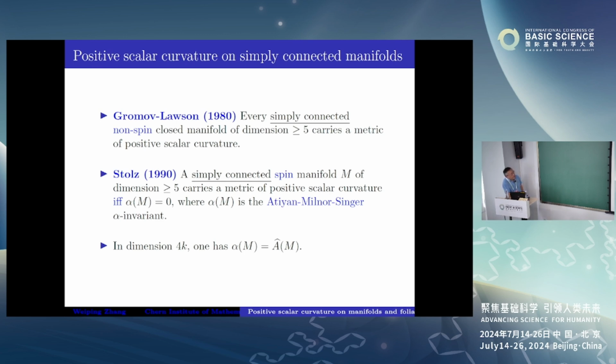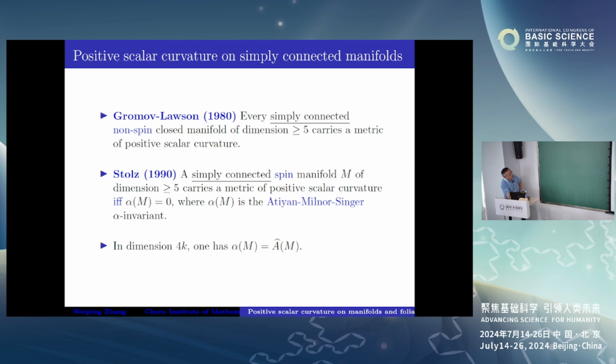And on the end of spin manifold, there are obstructions. And many years later, Stolz solved Gromov-Lawson's conjecture, which stated that if you have a simply connected spin manifold of dimension larger than or equal to 5, then the manifold carries a metric of positive scalar curvature if and only if the so-called Thiele-Milnor single alpha invariant equals 0. And in dimension 4k, for simplicity, I will just concentrate on this case, this alpha invariant is indeed the A-hat genus.